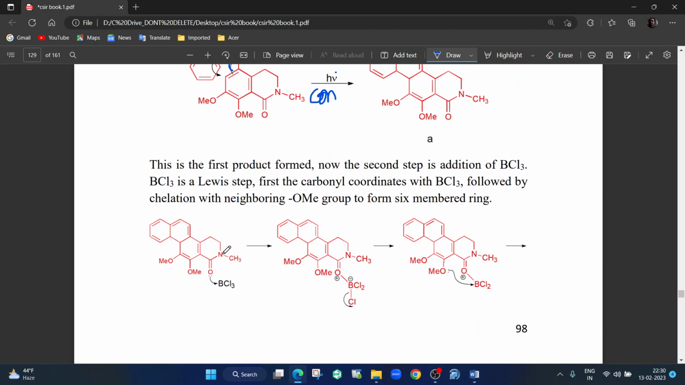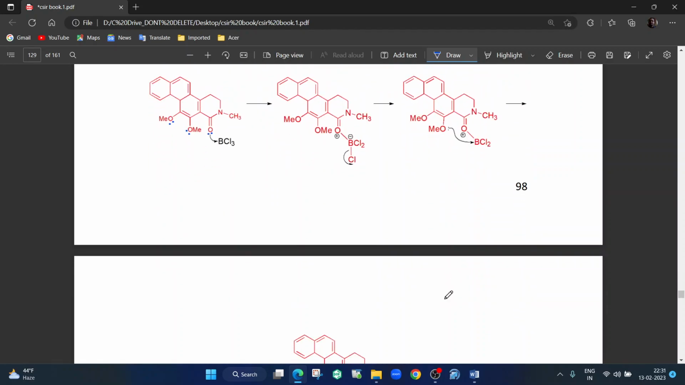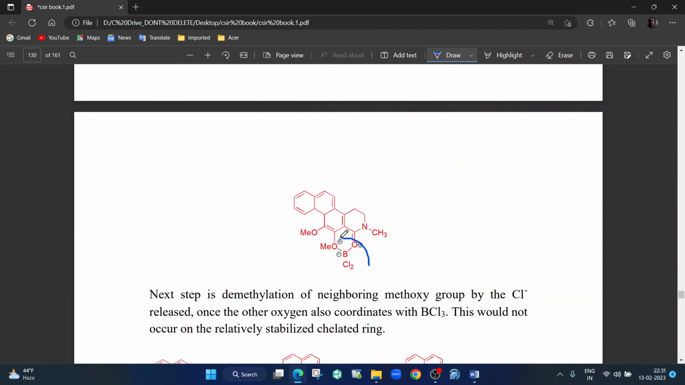Now BCl3 is a Lewis acid, so it will go and coordinate. Now we have to understand it acts as an electrophile. Which electrons will go and attack first, right? The oxygen lone pair on the carbonyl is more nucleophilic than the lone pair on the oxygen with a single bond, because of the pi character which increases the electron density. So this goes and attacks here, this BCl leaves, and this goes and forms. So now you get a chelated ring system.